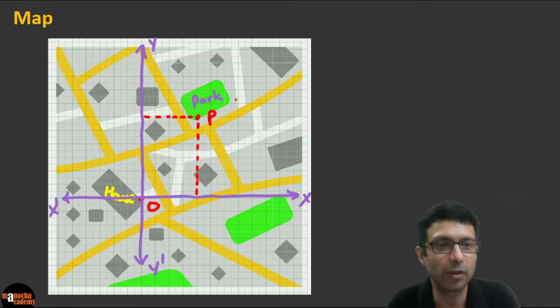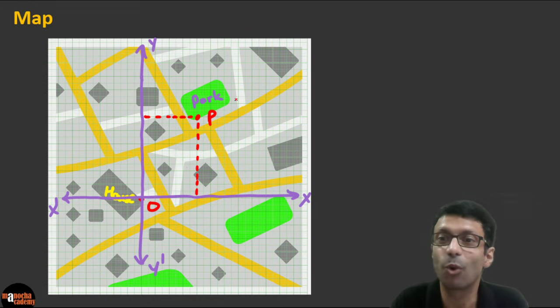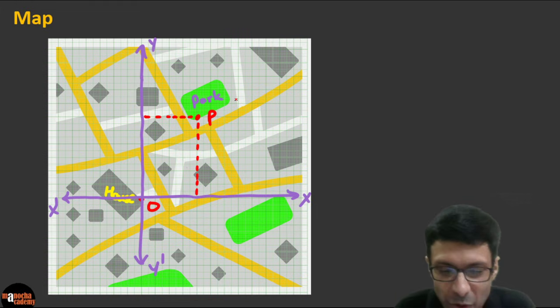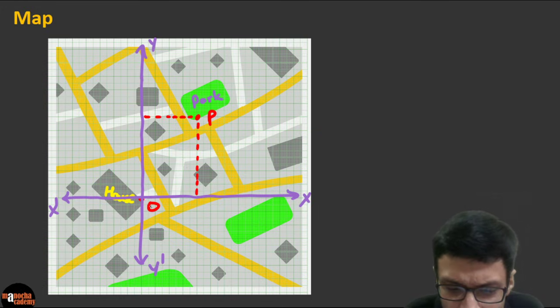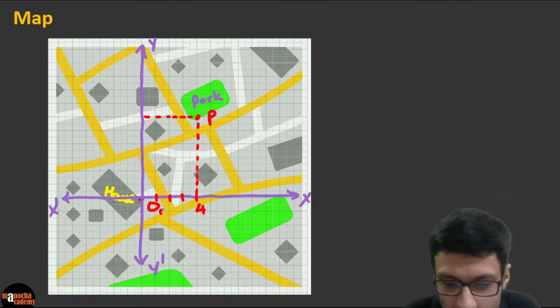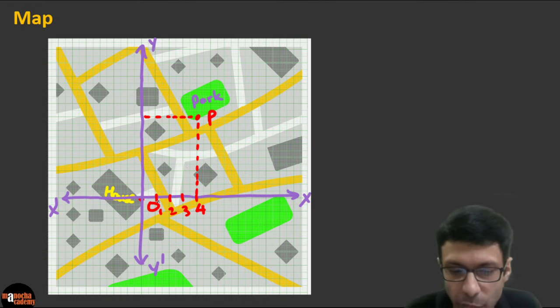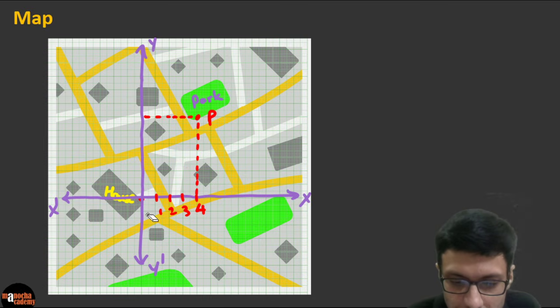So coordinate geometry is like maps. You can get the coordinates. It works like giving the coordinates in a GPS. Very good, I see a lot of answers here. Remember, we were taking these as 1 unit. So this is 1, 2, 3, and this point is basically going to be 4. You see, this is 1, 2, 3, so this is 4. This was our origin here.